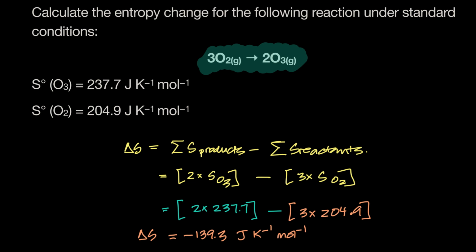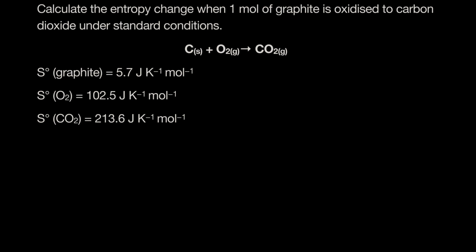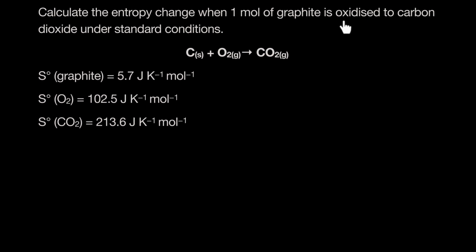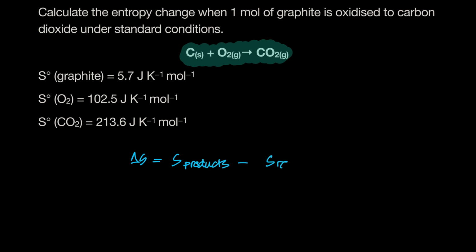Let's take a look at another question. It says, calculate the entropy change when 1 mole of graphite, which is C, is oxidized to carbon dioxide under standard conditions. So this is basically the combustion of carbon, or the formation of CO2, but they want the entropy change and not the enthalpy change. The entropy change is the entropy of the products minus the entropy of the reactants. And what are the products? The products are just CO2.